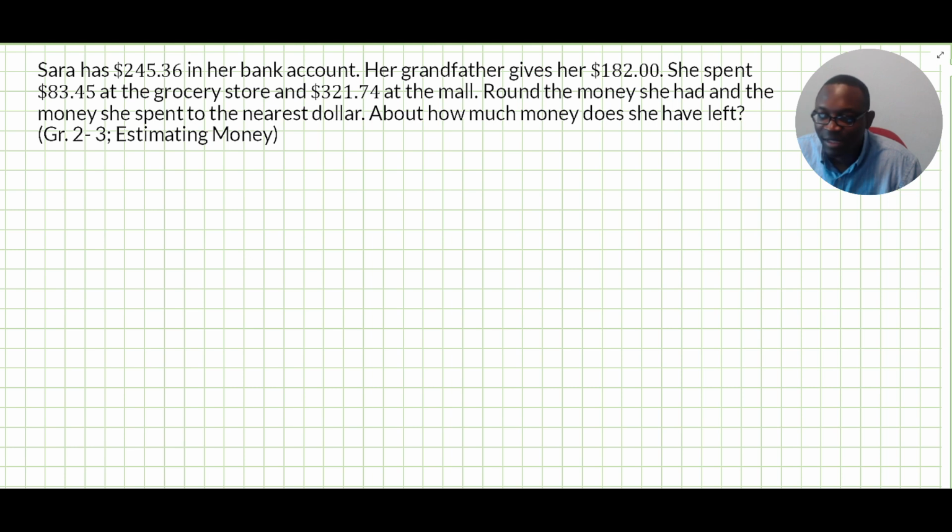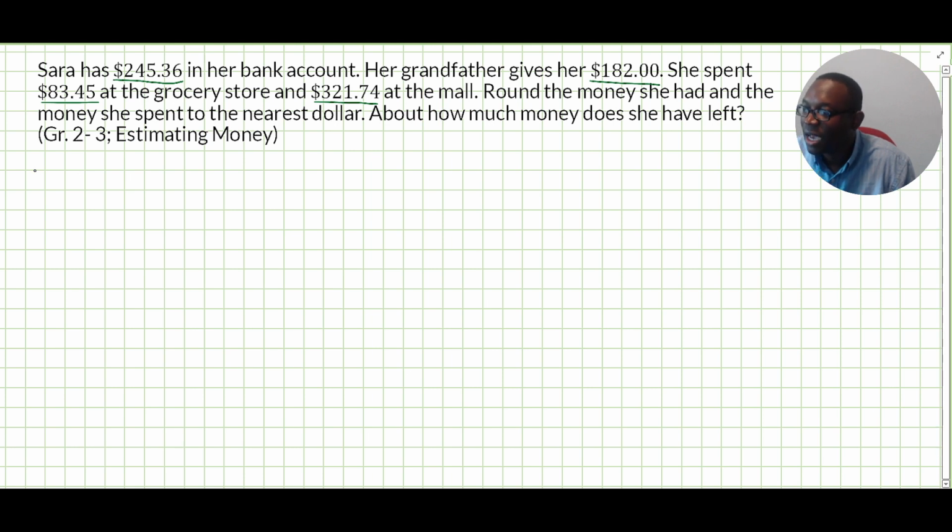All right, I have an answer. So let's go ahead and start with this question. Sarah has $245.36 in her bank account. Her grandfather gave her $182. She spent $83.45 at the grocery store and $321.74 at the mall. Round the money she had and the money she spent to the nearest dollar. Let's go ahead and do that first.